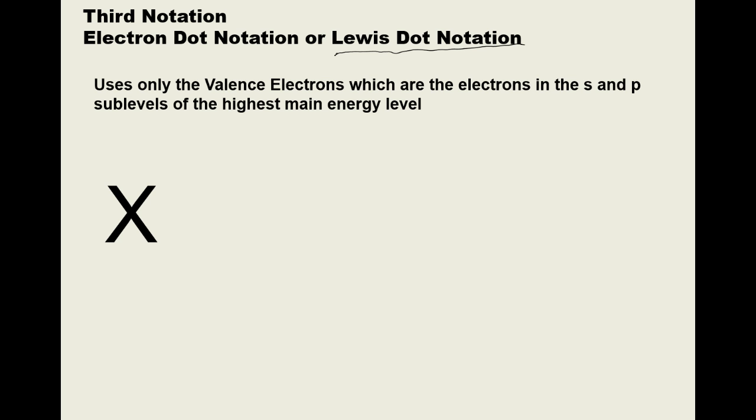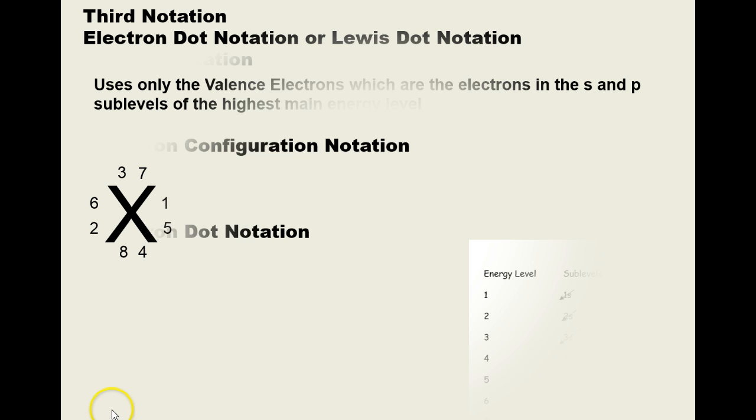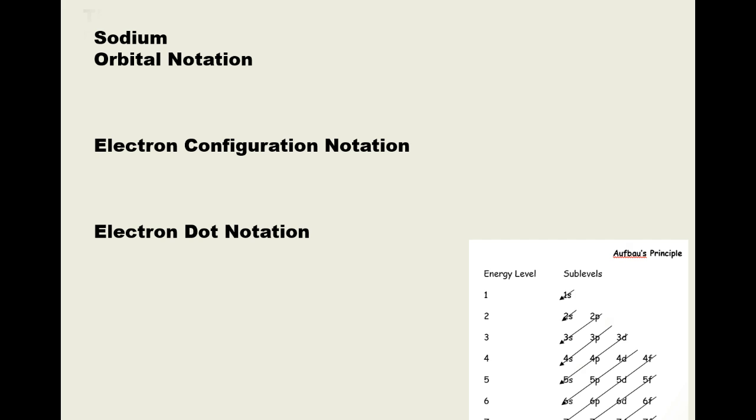So if we have 1 electron, we're going to draw our electron dot in that first position. Second electron in the second position, third, fourth, fifth, sixth, seventh, and eighth. Okay, now nitrogen we're going to use again. So you use the symbol.